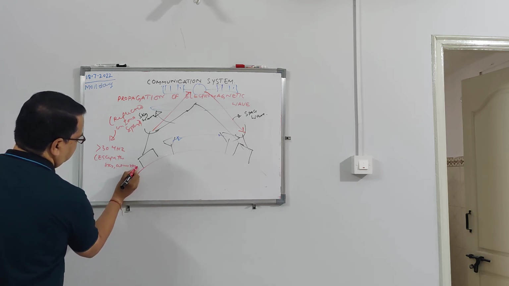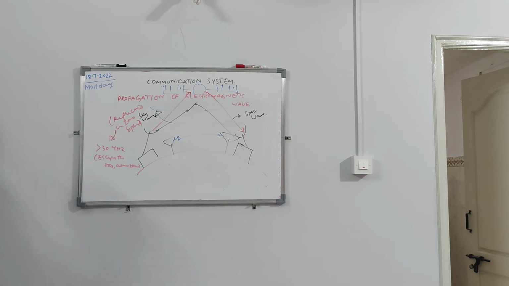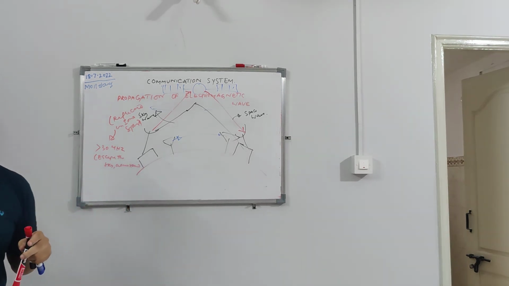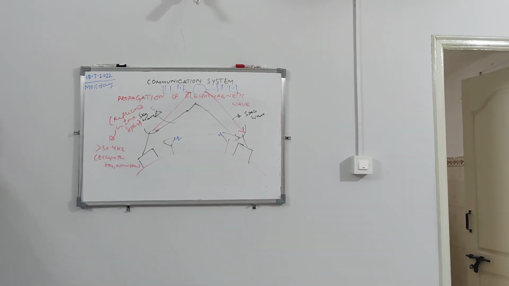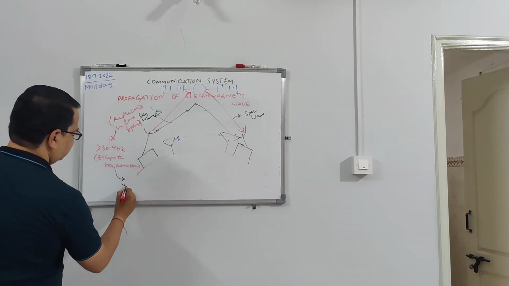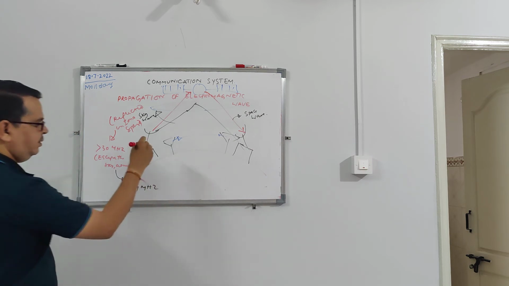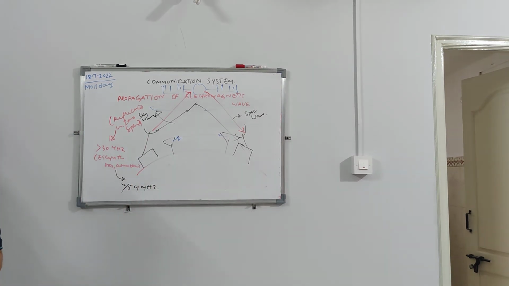And it doesn't get reflected. So to deal with radio waves higher than 30 megahertz, you have to use this kind of space wave transmission. Our TV signals are greater than 54 megahertz. That means your TV transmission, all that wave, is space communication. Whereas your telephone can be sky wave or ground wave depending on the frequency.